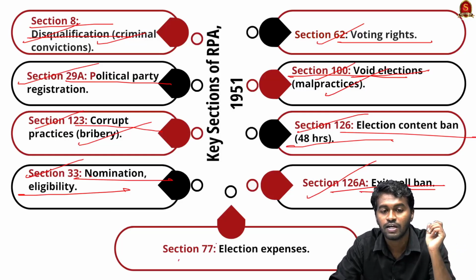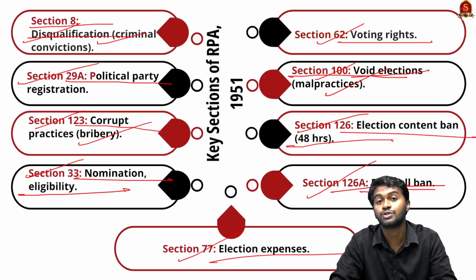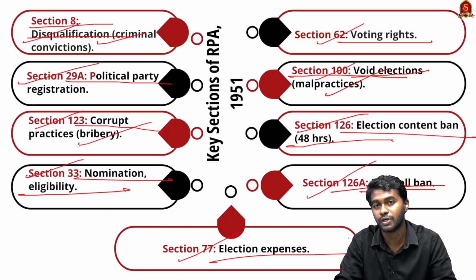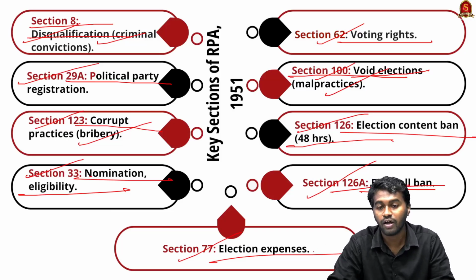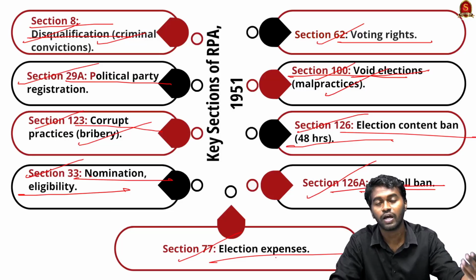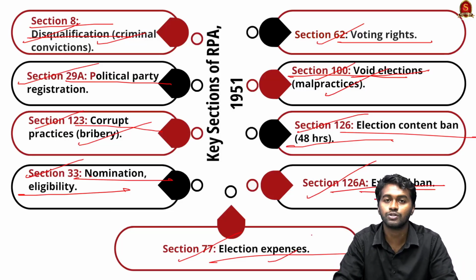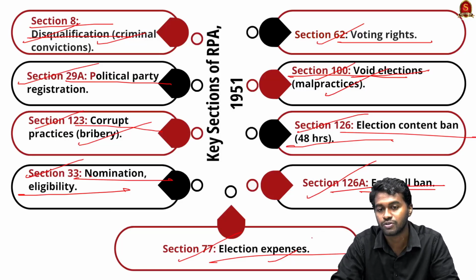And the next is Section 77, which talks about election expenses. That means there is a limit for financial expenditure, right? So if they go beyond that, or they have to show from which source they got this fund. This will help us manage illegal financial activities and transactions during the time of election.